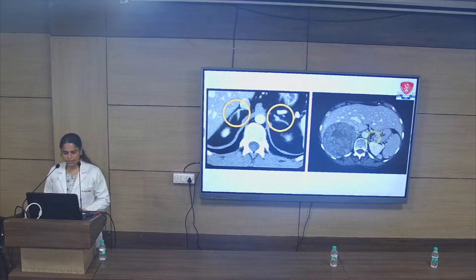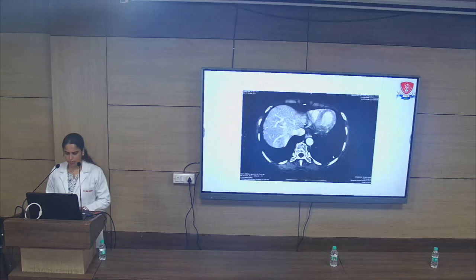Normally, we can see that the adrenal glands appear as inverted V or Y-shaped structures as shown in the first image. In our case, we can see that the right adrenal gland was not separately visualized, and on the left side we can see the normal adrenal gland. Here's a small clip of our case.